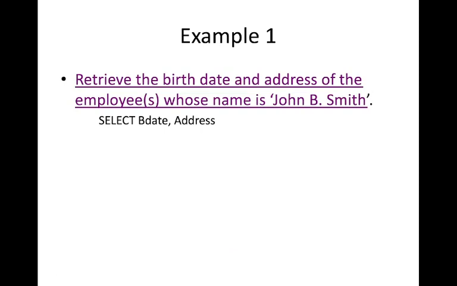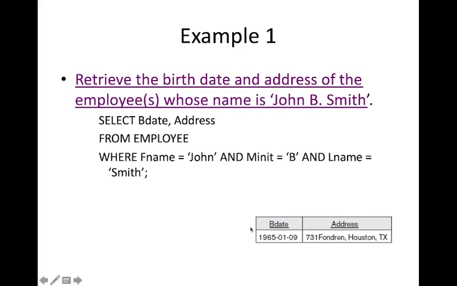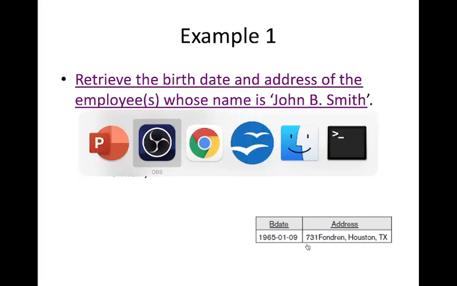The query will be like this: select what all things we want. The attributes are B date and address. So B date, comma, address, from which table? From the employee table. And what is the condition? The condition is that the name is this. The name means first name, middle initial, and last name. So where F name equal to John and middle initial equal to B and last name equal to Smith. This way you can specify this query, and the result will be a table like this. I'll show that example.